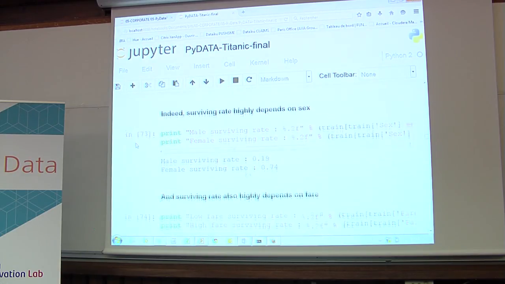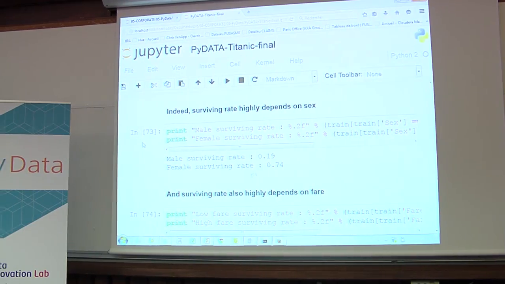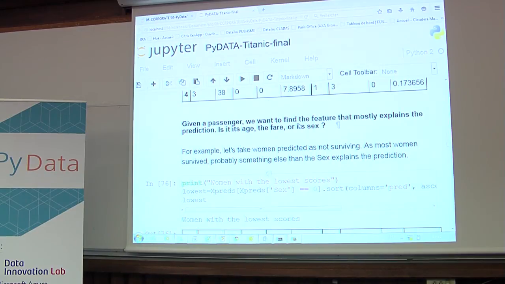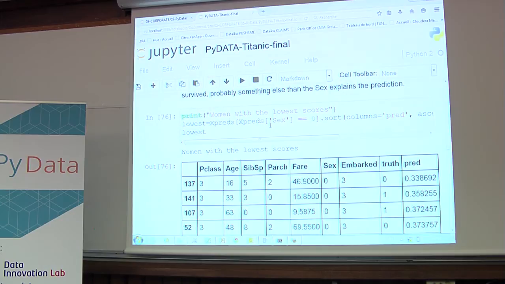So these are some simple descriptive statistics that Christophe has already shown you. And now what we are trying to do is understand predictions at the observation level. So what we do first is build a data frame regrouping features, ground truth, and model prediction. So you can see the scores here, the ground truth, and the features that we have used. So now we are trying to see what happens with the persons who have the highest scores and the persons who have the lowest scores. So women, and only for women.